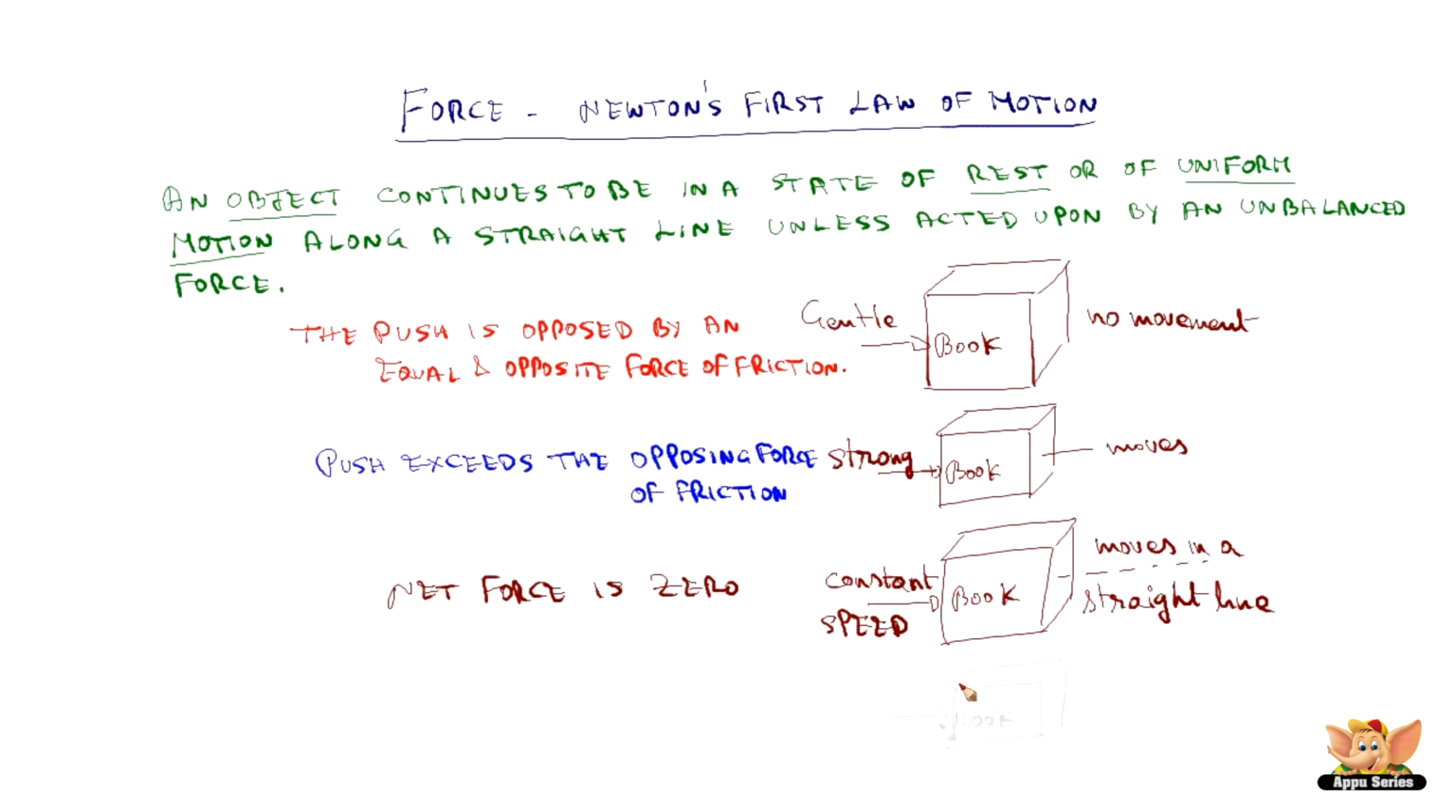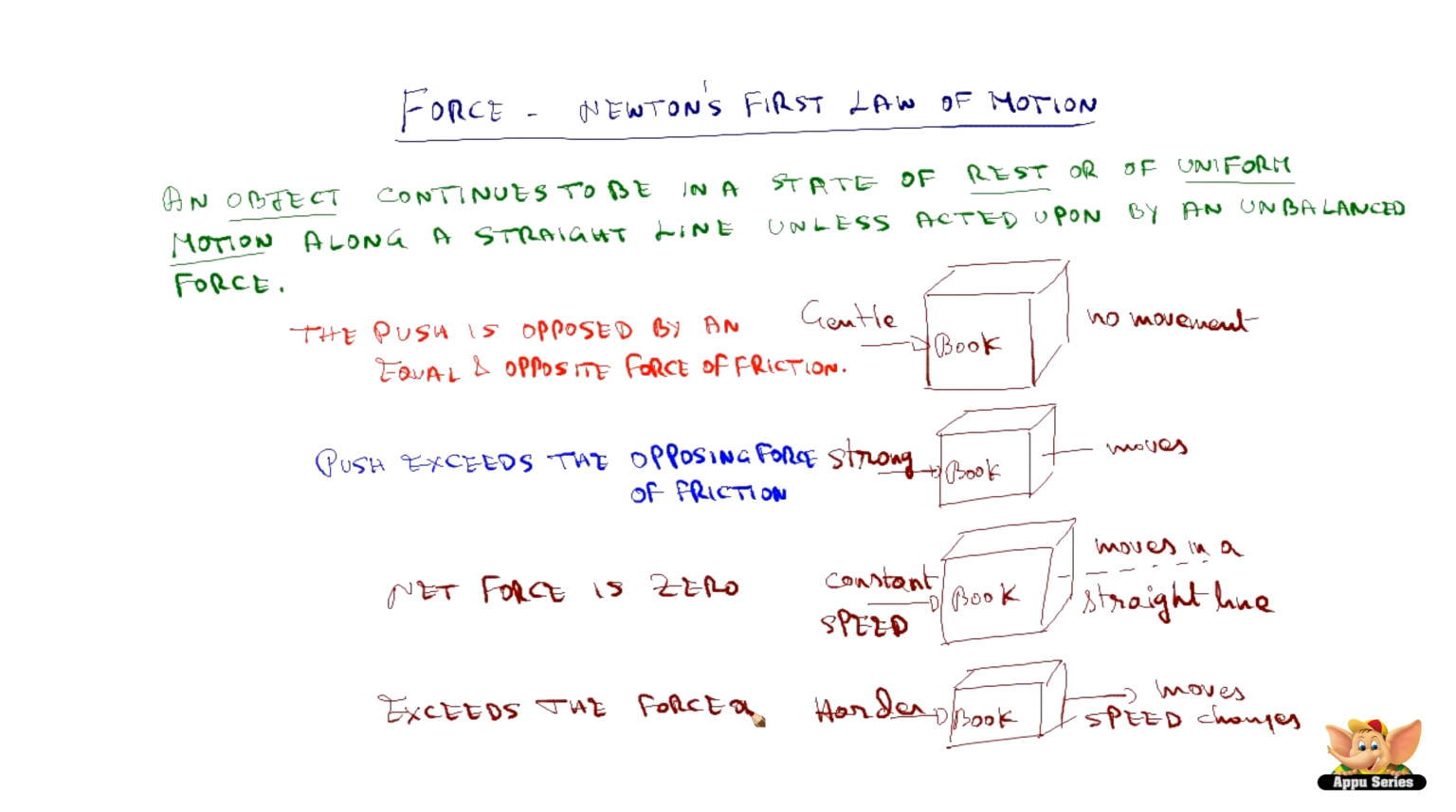And when you push harder, let us say we are pushing the book very hard, then it moves and the speed also changes. Why? It exceeds the force of friction. This explains how the book moves from its state of rest using a force which is higher than, which exceeds, the opposing force of friction.